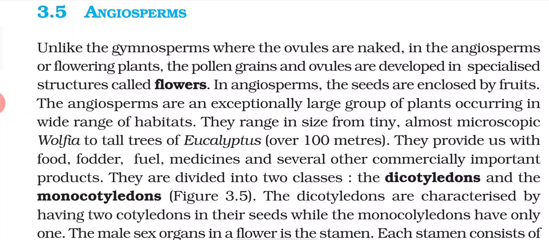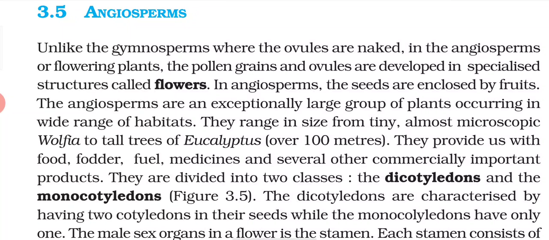Angiosperms are an exceptionally large group of plants occurring in a wide range of habitats. They range in size from tiny, almost microscopic plants like Wolffia to the tall eucalyptus tree, which is over 100 meters tall. So they have a wide size range. They provide us food, fodder, fuel, medicines and several other commercially important products. So they are very useful for commercial products also.